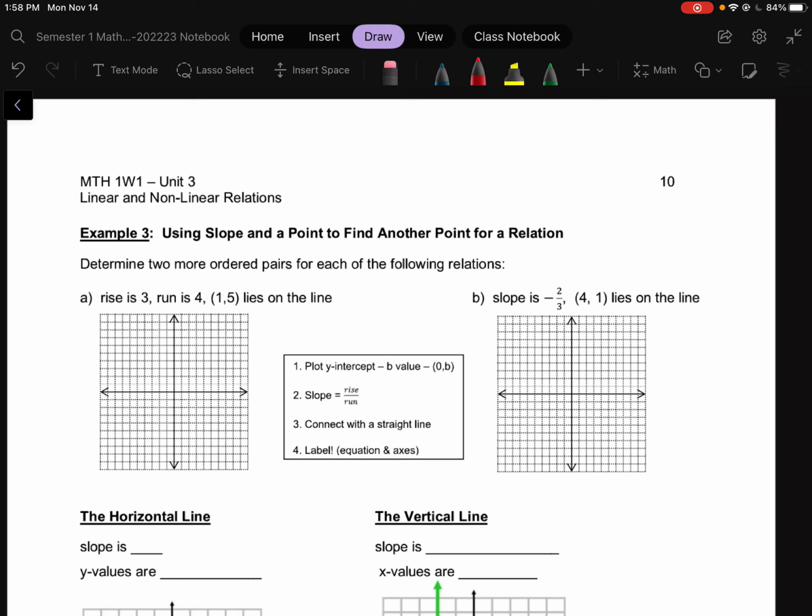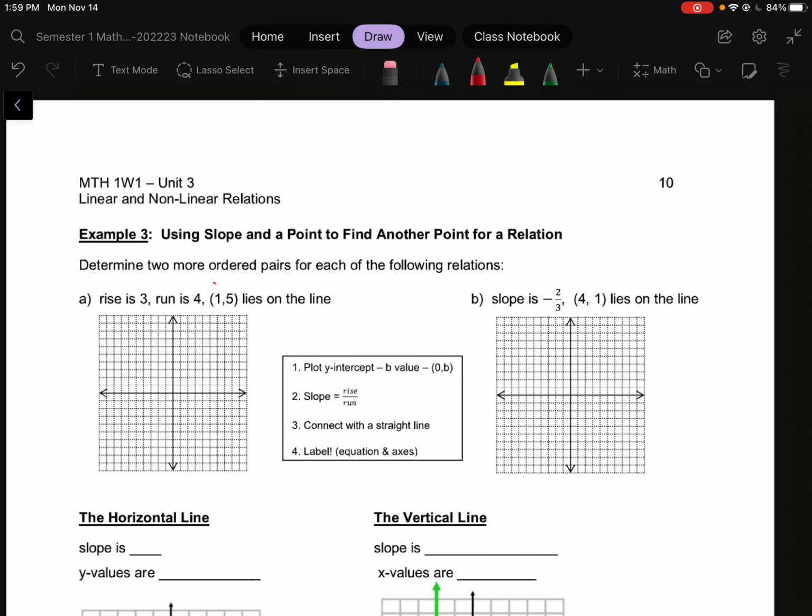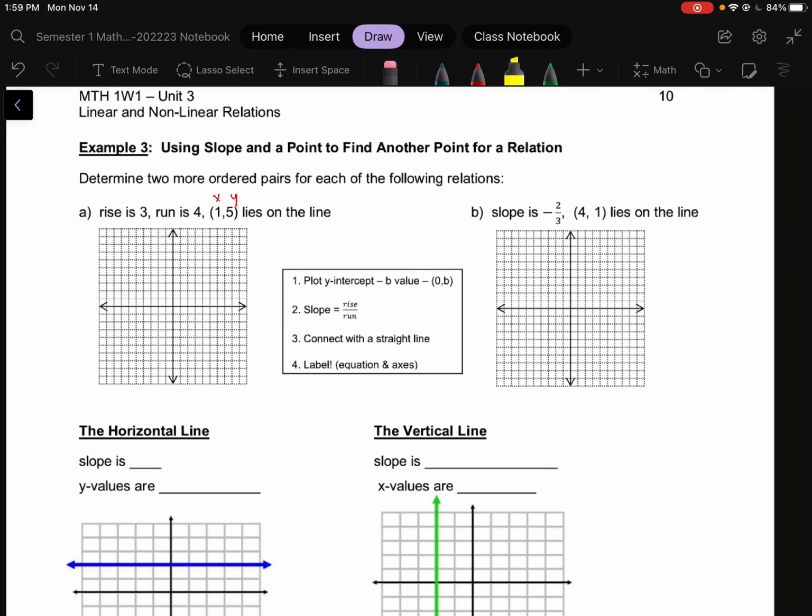So it says the rise is 3, the run is 4, okay? And we have it says 1 and 5 lies on the line. So 1 is x, our 5 is our y. So based off of this, our steps that we're going to take are right in this box here. So we're going to first off plot your y-intercept, which is your b value.